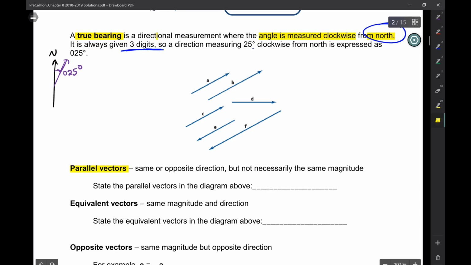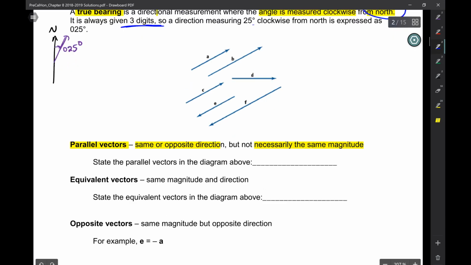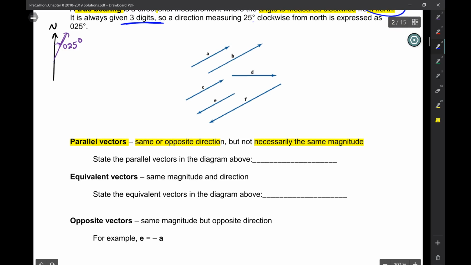What are parallel vectors? Parallel vectors have the same or the opposite direction, but not necessarily the same magnitude. So what are some parallel vectors here? They basically have similar angles. C and E look like they're parallel. Any others? A, B, and F, right? So A is parallel to B, to C, to E, to F.